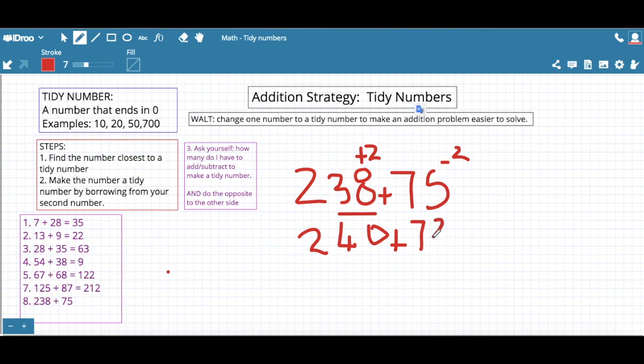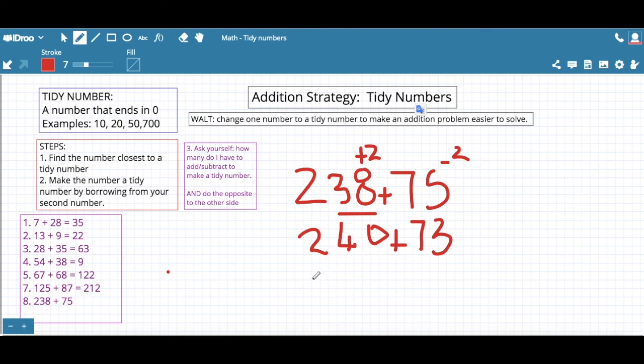73. And this is easier to do than changing this number because if we have to add or subtract 5, then we add or subtract 5 to this side and we totally change the number. So what you need to know about tidy numbers is it's best to just change it so that in your tens and ones, you have a 0 in the ones column. Okay, so it has to end in 0.